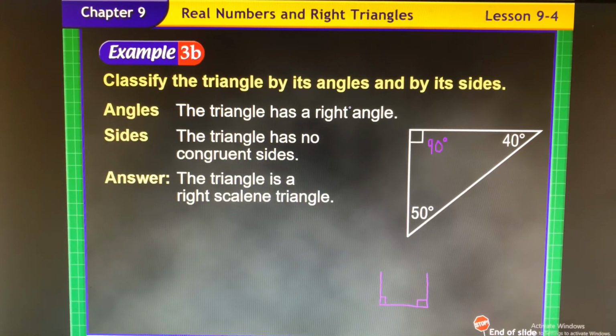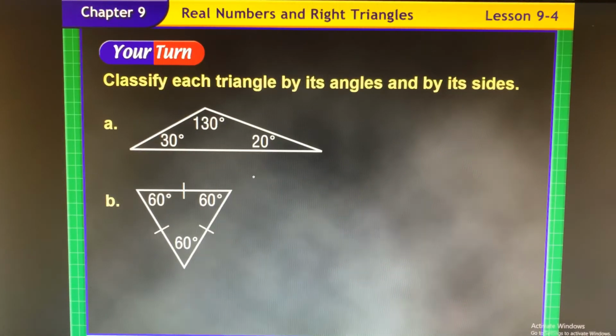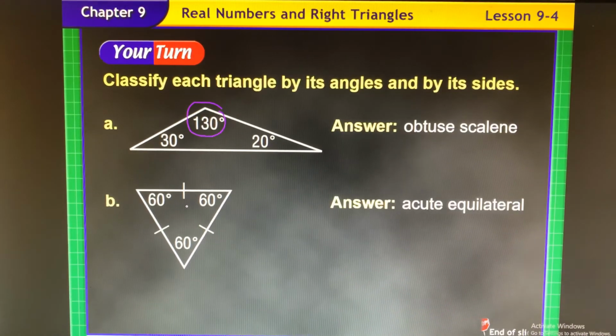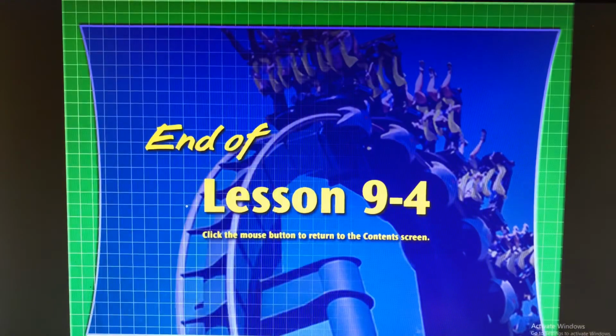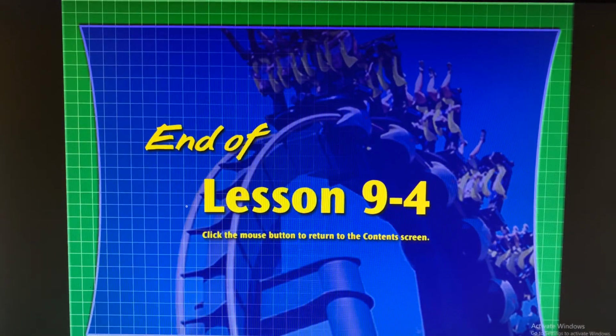So here's your right, scalene. This one, none of them are the same, makes it scalene, obtuse. And I'm pretty sure we already did this one, was an equilateral acute, or you can say equilateral equiangular. There you go. That is the end of 9.4. Easy.